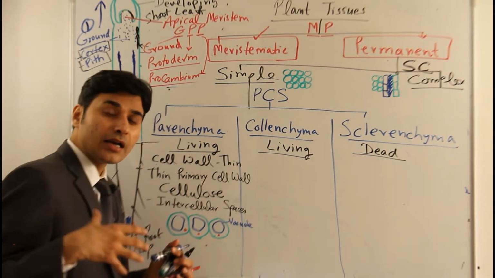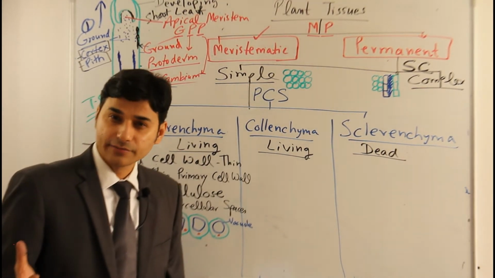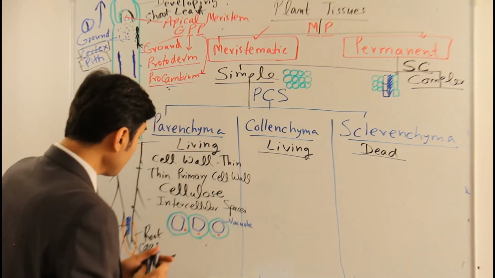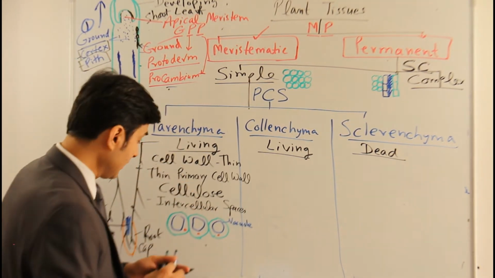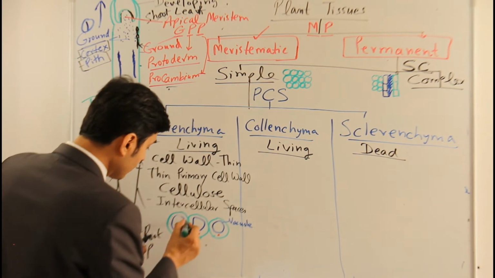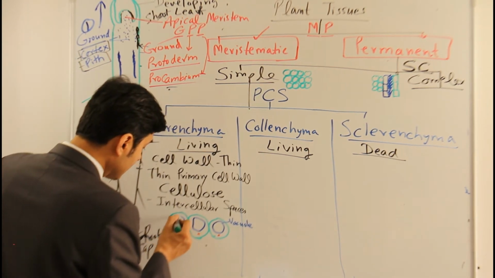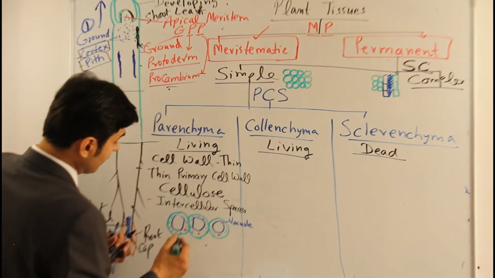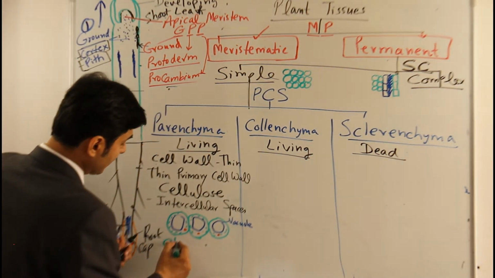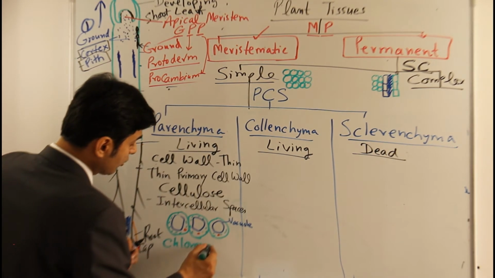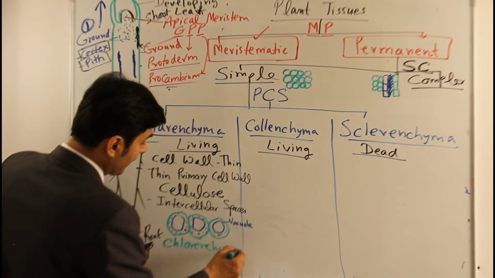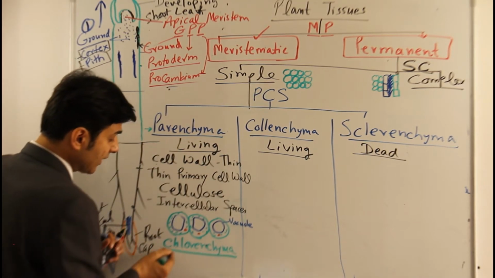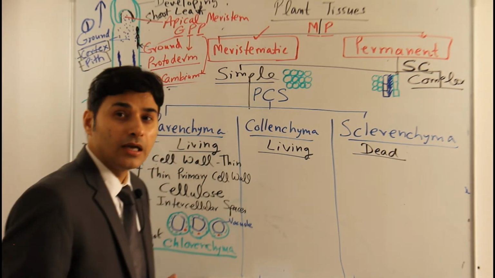Now if they have an abundance of chloroplast, like in the green leaves, their purpose is to do photosynthesis. Since they have lots of chloroplast and do photosynthesis, they will be called chlorenchyma. Otherwise they are parenchyma, but if they have lots of chloroplast, they are called chlorenchyma.